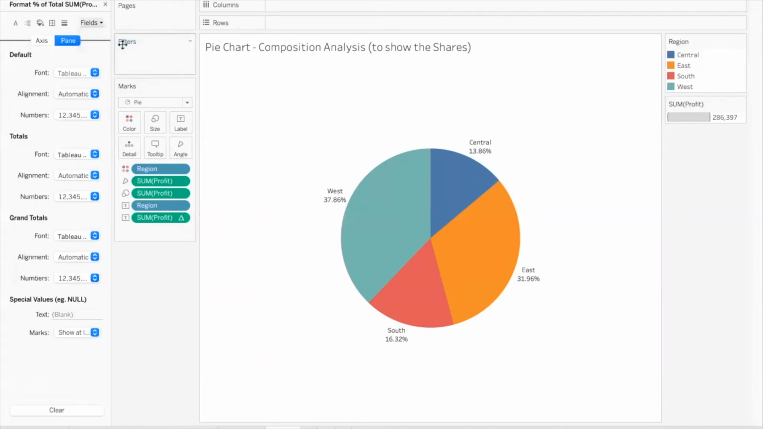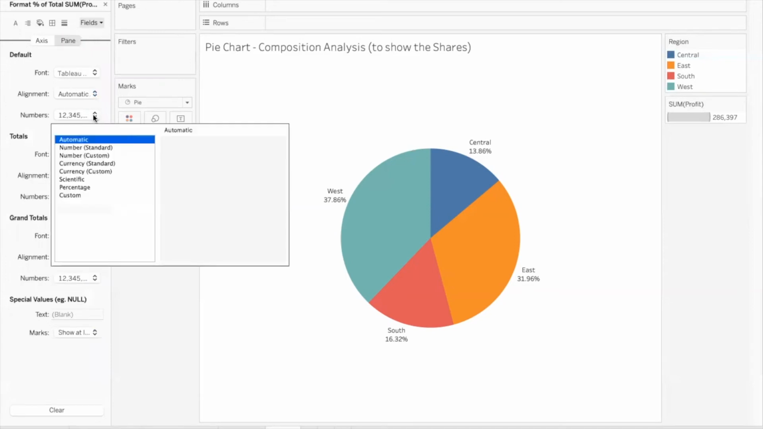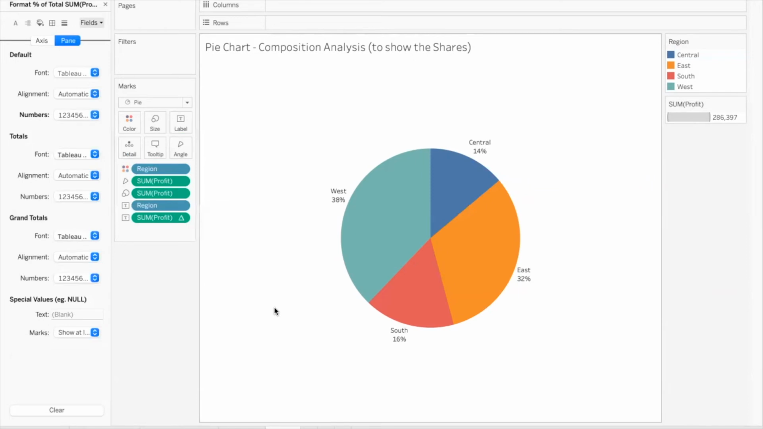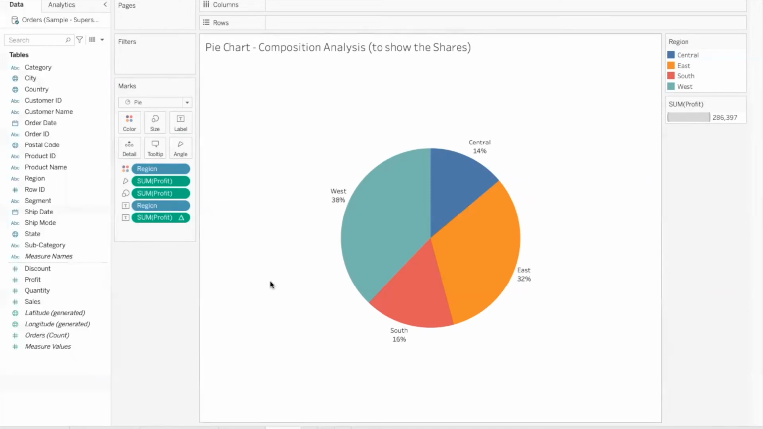When we did text tables, we discussed a lot about formatting. So anybody who has missed that video, you refer back to it for formatting related things. So I will go to the numbers and I will choose percentage and reduce the decimals here. I made decimals 0, so you can notice how it is rounded off. Now let's say I would like to label it with the actual profit also. So I'll simply have to drag profit again into the label shelf.